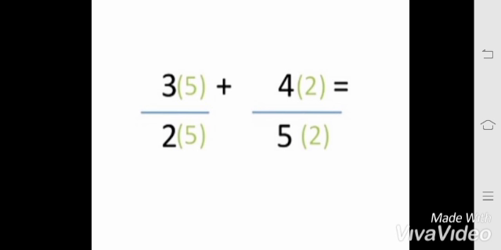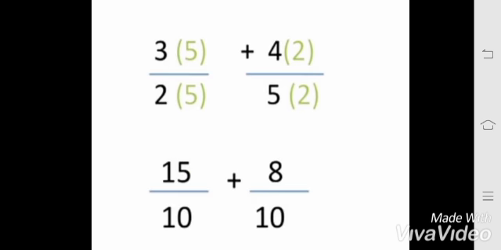First, make your denominator the same number. The easiest way is to multiply the number of the first term by the number of the second denominator. Then do the same for the second denominator. And then multiply your number. As you can see, you will get the same denominator for both terms, like this.